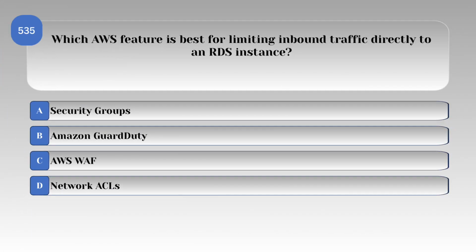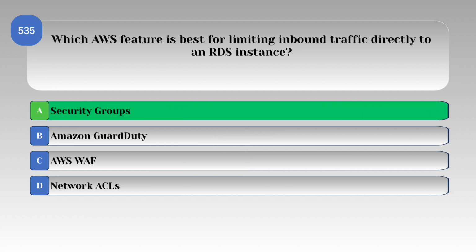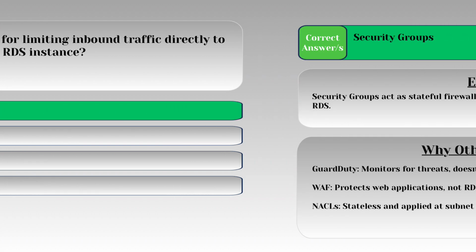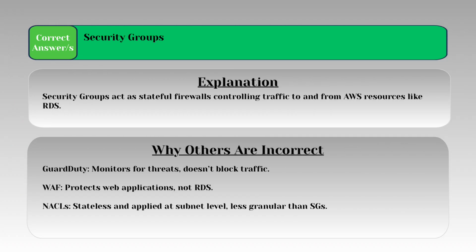Which AWS feature is best for limiting inbound traffic directly to an RDS instance? Correct answer, security groups. Explanation. Security groups act as stateful firewalls controlling traffic to and from AWS resources like RDS.